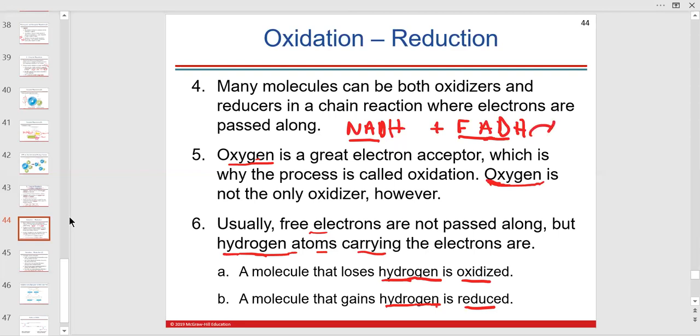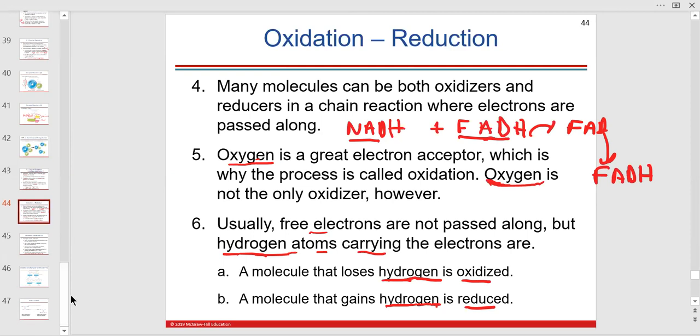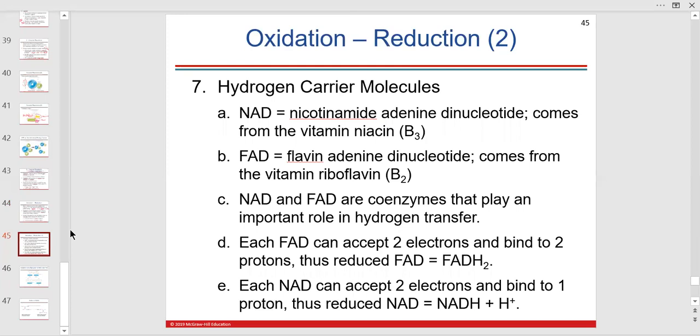And they could switch back and forth. NAD could switch back and forth, and FAD oxidized to FADH reduced, and so forth. So it's kind of like this hydrogen, this electron, jumping from molecule to molecule just to go to a higher energy level and give off energy. And that's a crazy reaction. And this happens in the electron transport chain. And NAD and FAD are among the products of the Krebs cycle.